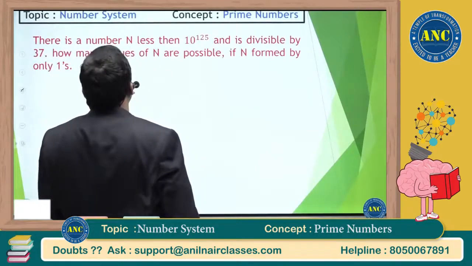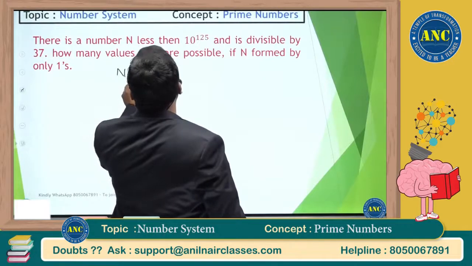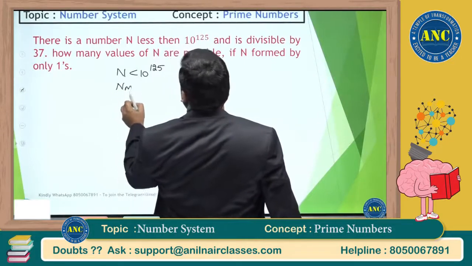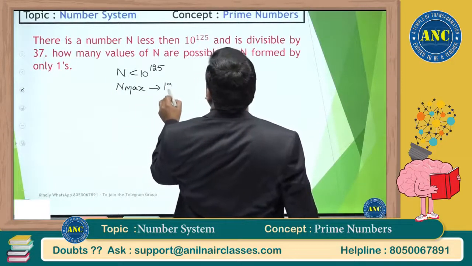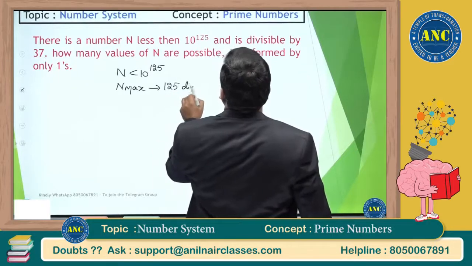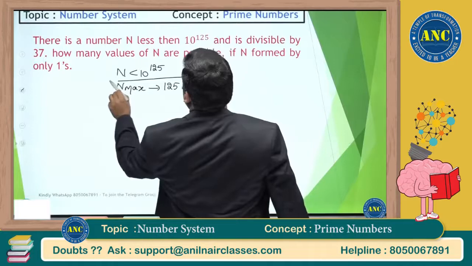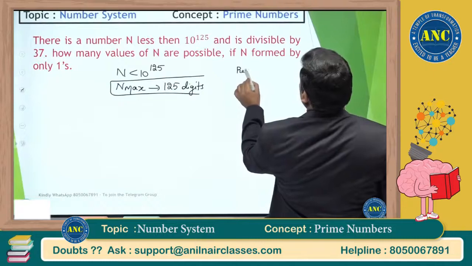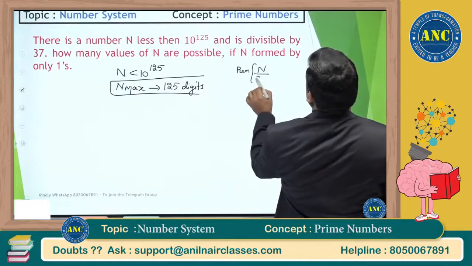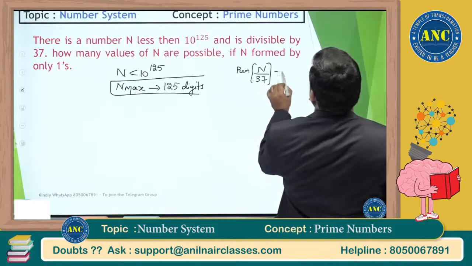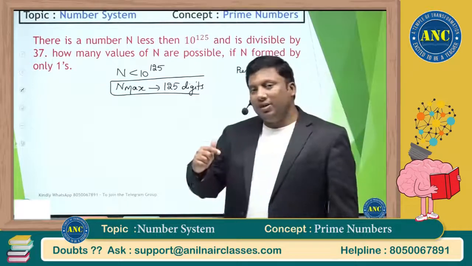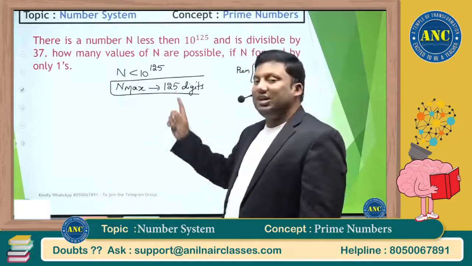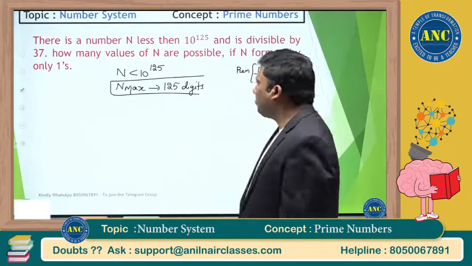Now here you might make a mistake. The question: a number is less than 10 power 125. That means the maximum value of n will have 125 digits and is divisible by 37. Here you might make a mistake. 37 is a prime number. So you might take 36 times and tick mark the answer as 36. 36 times 3 is 108. You might do that.